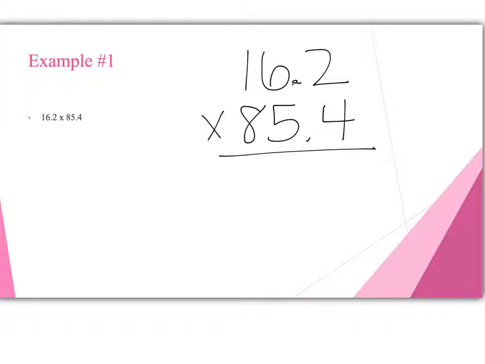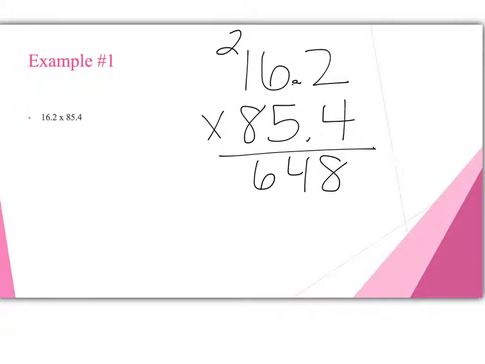So here we have 16 and 2/10 and 85 and 4/10. We're going to go ahead and multiply like normal. So 2 times 4 is 8. 4 times 6 is 24. 4 times 1 is 4, and we're going to add the 2, so that's 648.